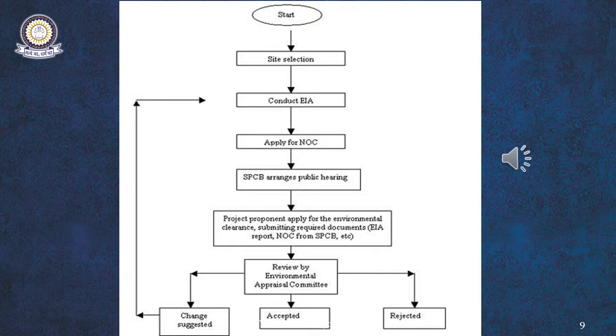Then it is reviewed by the environmental appraisal committee, which may suggest a few changes, and it can accept it as it is or it can even reject. And you can see that at the time of EIA itself, when the EIA is conducted, they can ask for certain changes. So that is the significance of EIA, environment impact assessment, so that any necessary modifications can be done at the stage of planning itself.